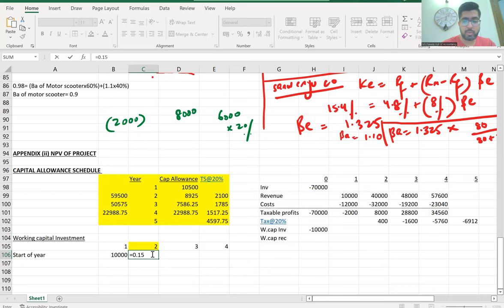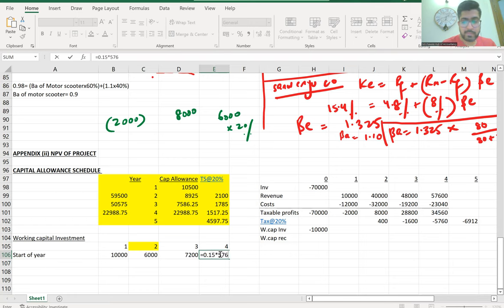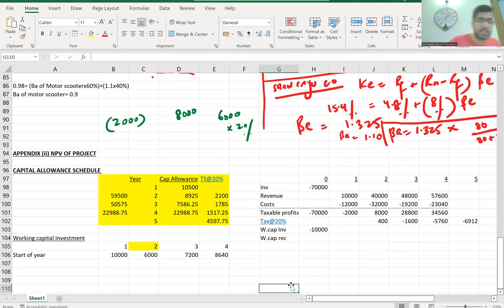So 15% of revenue means start of year two, 15% of 40,000, year two revenue. Then 15% of year three revenue, 48,000. And then 15% of year four revenue, 57,600. This is the working capital required at the start of the year. One, 10,000, you put it in zero. But in year 2 to 4, it was 15% of revenue of each year. Okay.